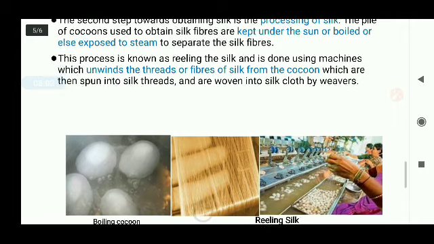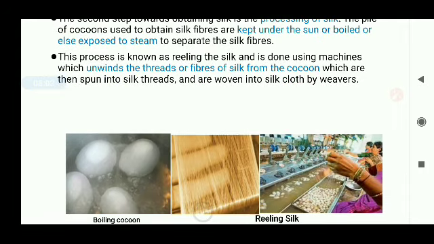Here the second and the third figure show the use of machines and workers unwinding the threads from the cocoons. After unwinding the threads, they are spun into silk threads which are woven into silk cloth by the weavers. So this is how silk cloth is made from a cocoon.